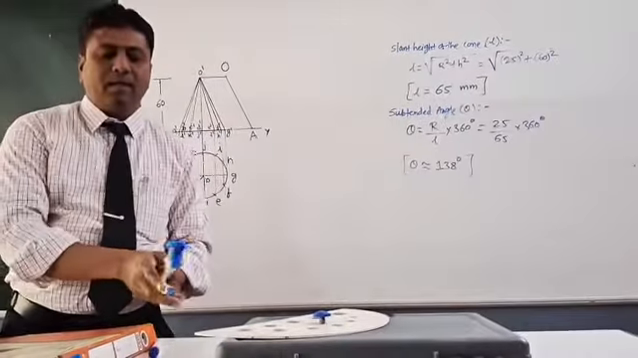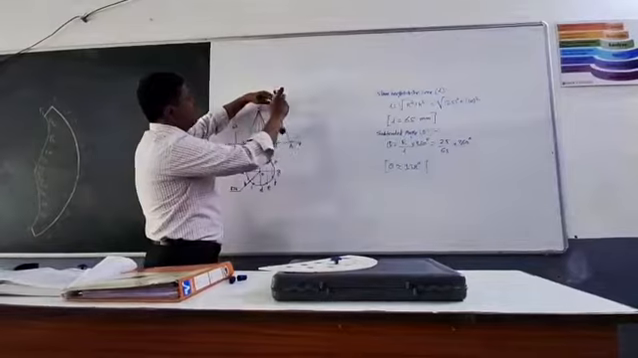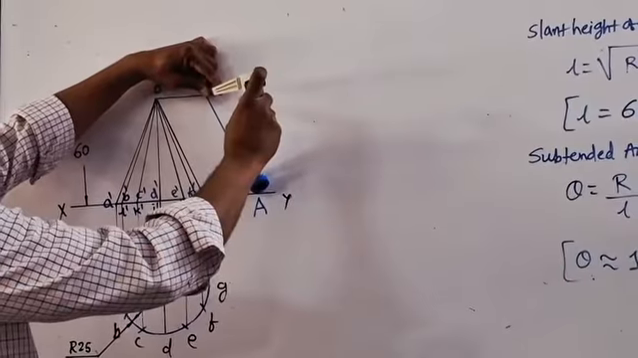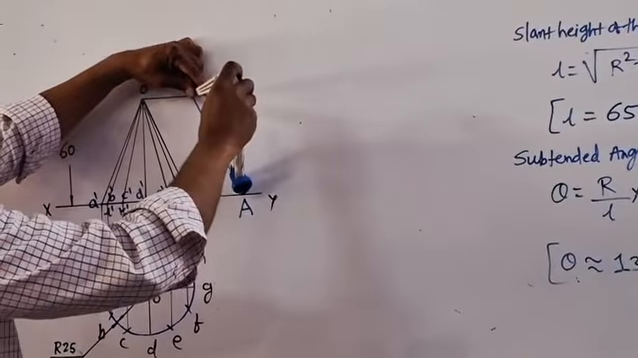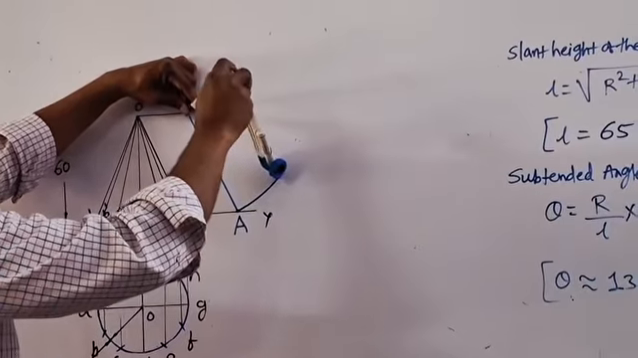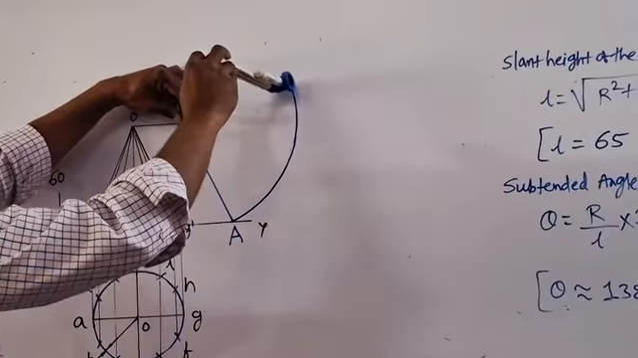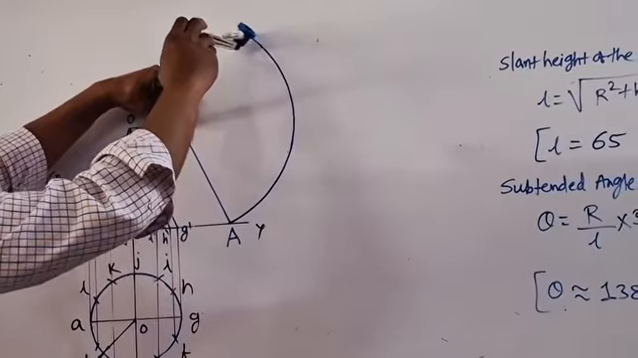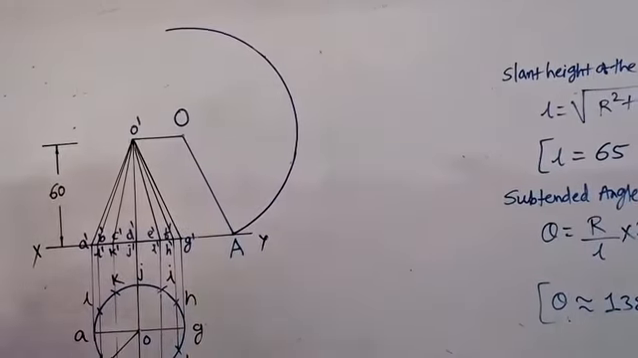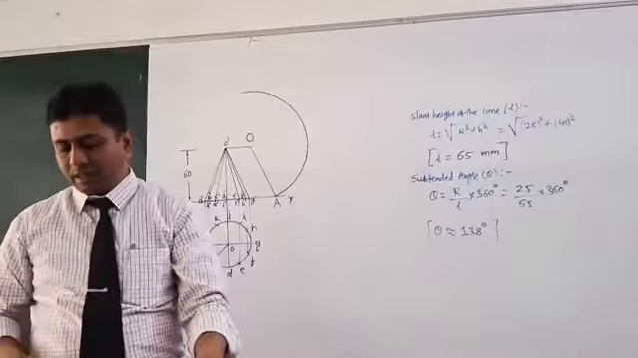Then take a compass. Take the compass length OA, that is 65. Understood? Then with the help of center capital O, draw a big arc. A very big arc you have to draw. Okay? And leave it.